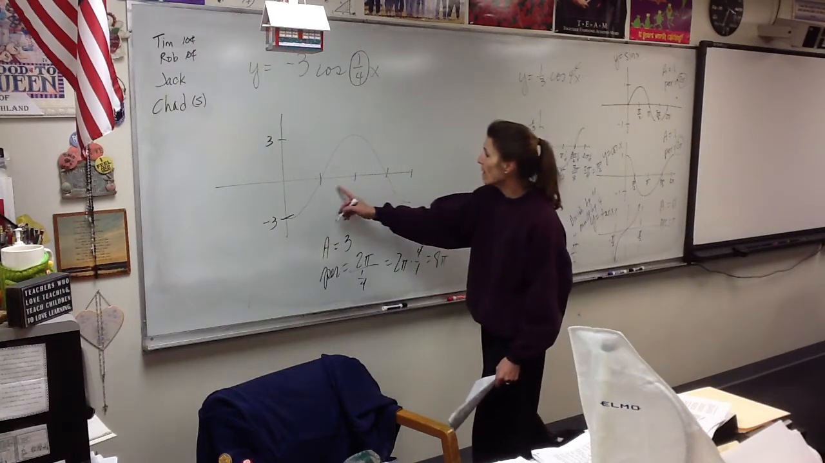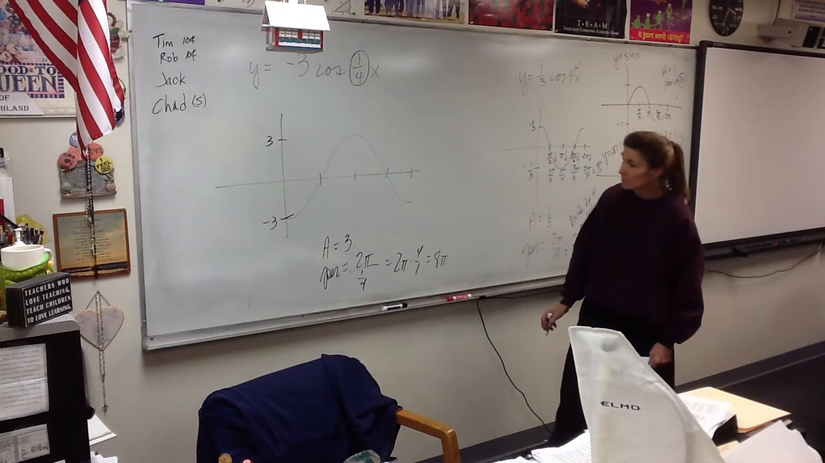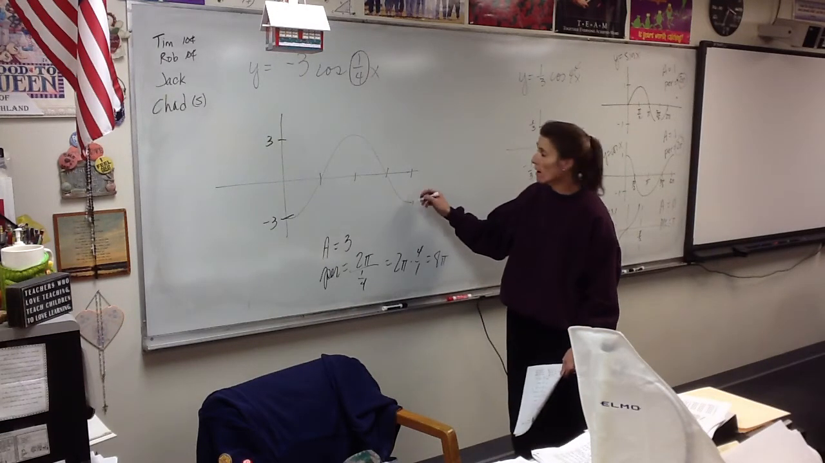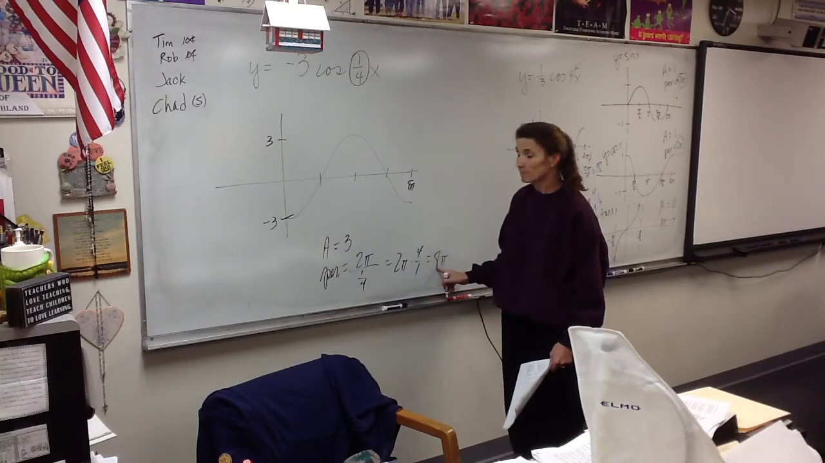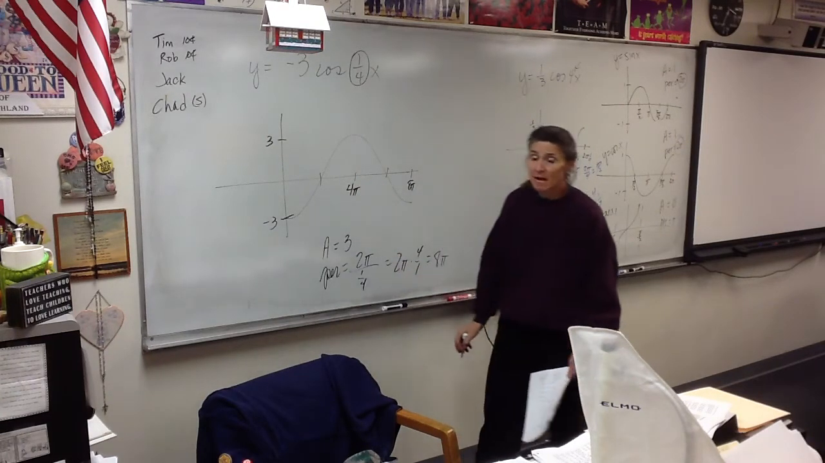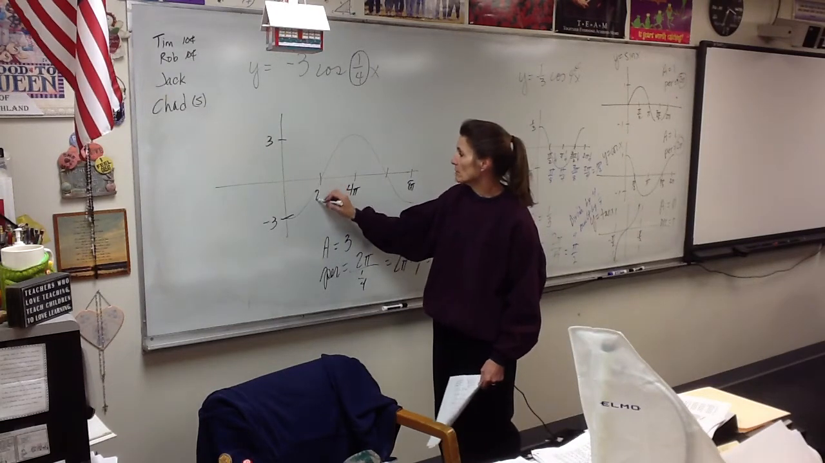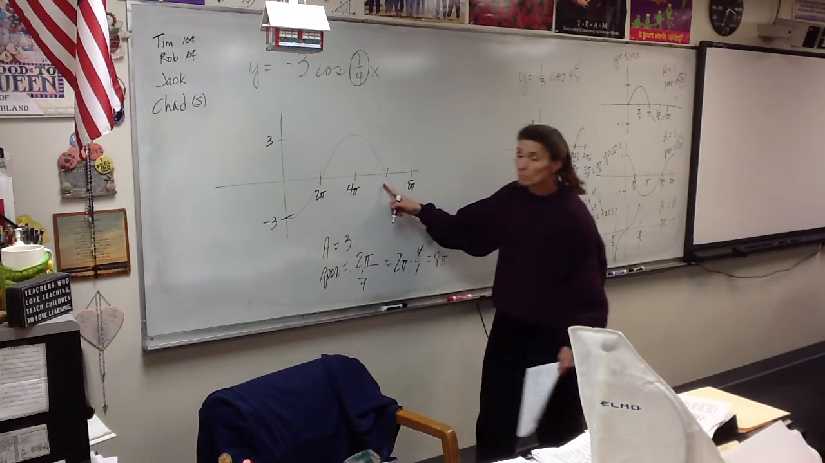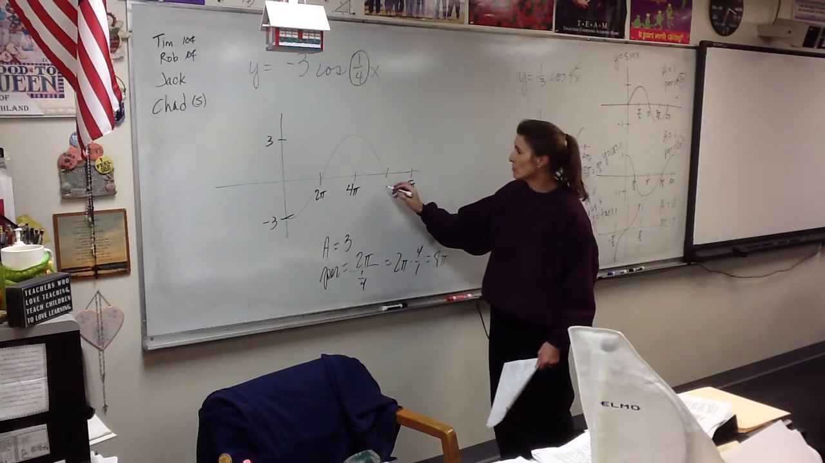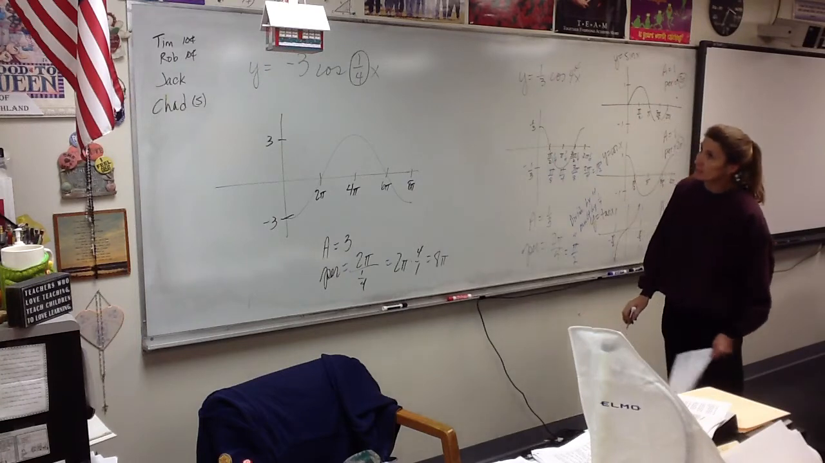So all of my labels are getting times by 4. This one was 2 pi, now it's 8 pi. This one was pi, now it's 4 pi. Everything's getting times by 4. This one was a half, so now it's 2 pi. This one was 3 halves, so now it's 6 pi. And there is your curve.